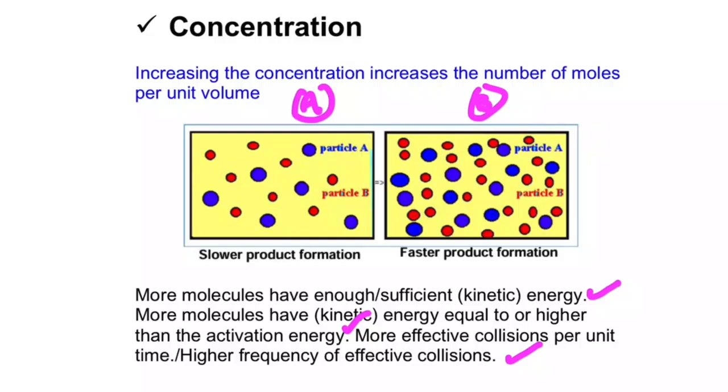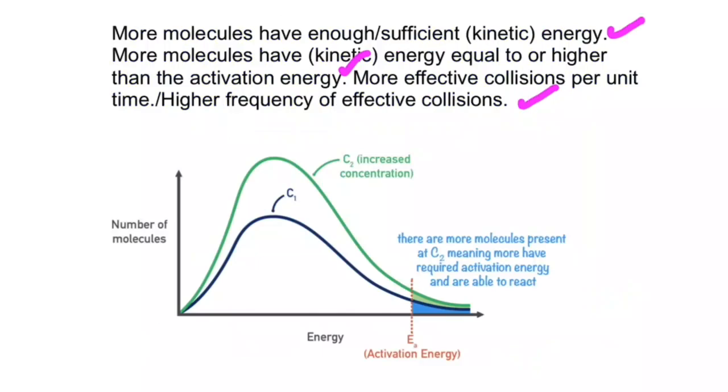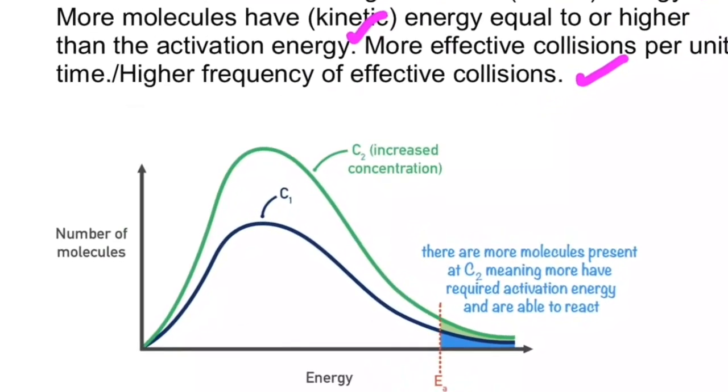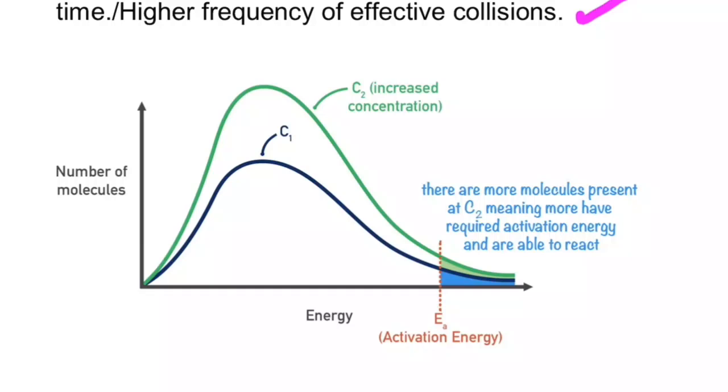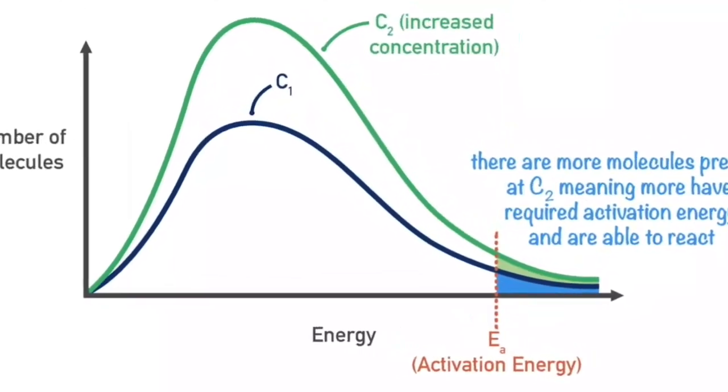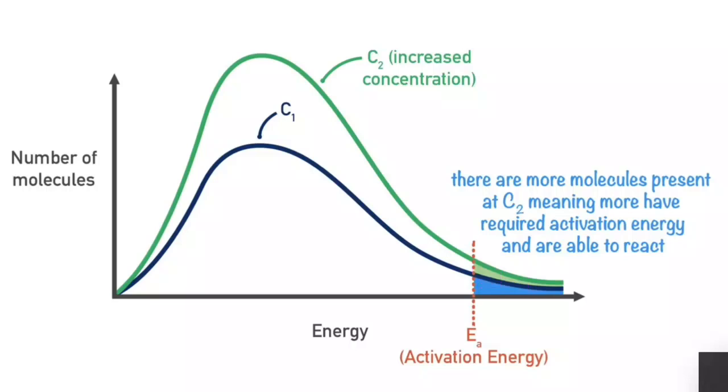Let's take a look at the Maxwell-Boltzmann distribution curve and see how that looks. We still have the kinetic energy on the x-axis. We have the number of molecules on the y-axis. But you can take a look at C1 before the concentration is increased and take a look at C2 after the concentration is increased. You can see clearly from the graphs that there are more moles present at C2, meaning more have the required activation energy and are able to react, right? There are more moles under the graph C2 when the concentration has been increased.